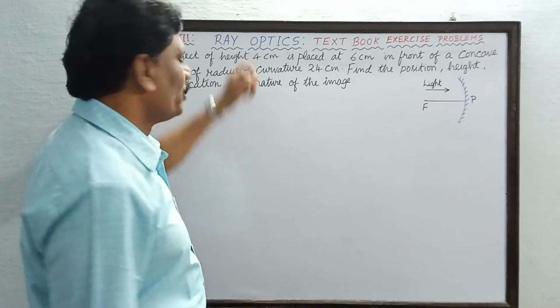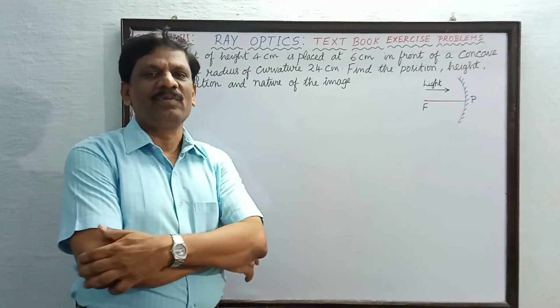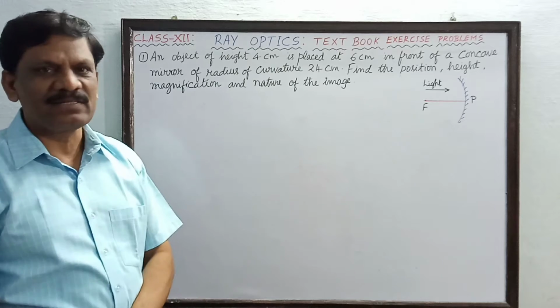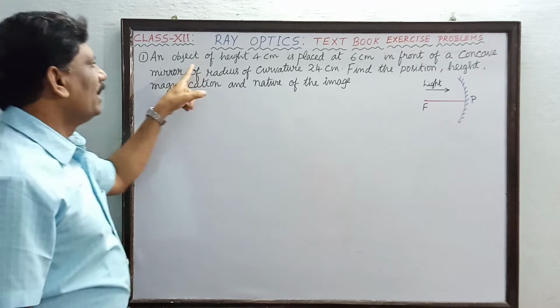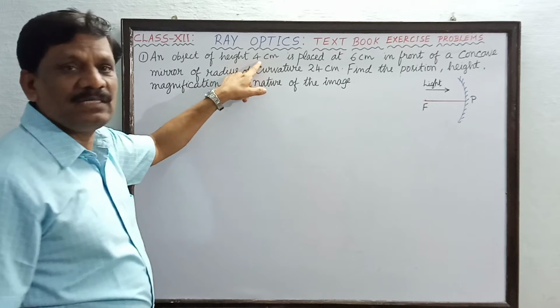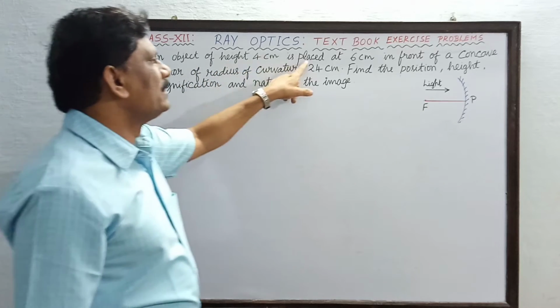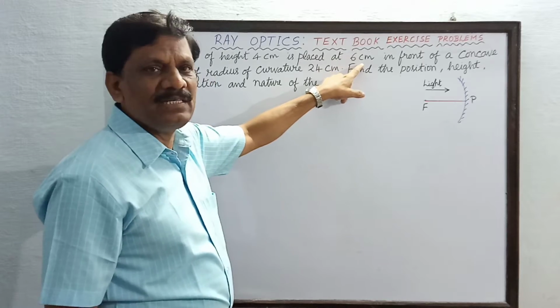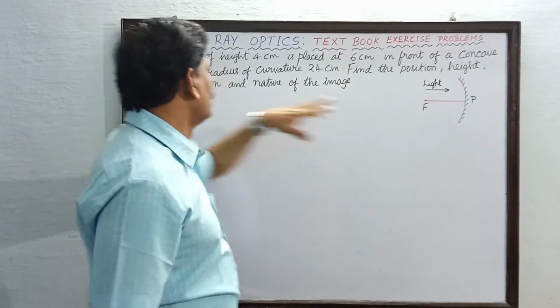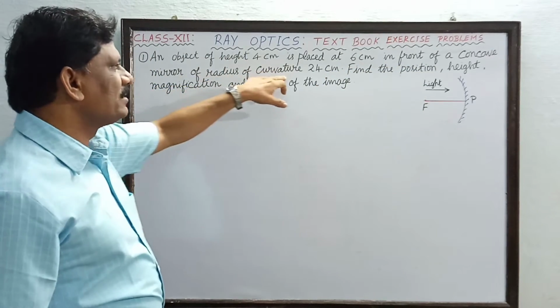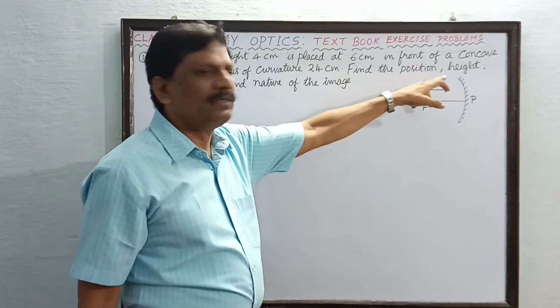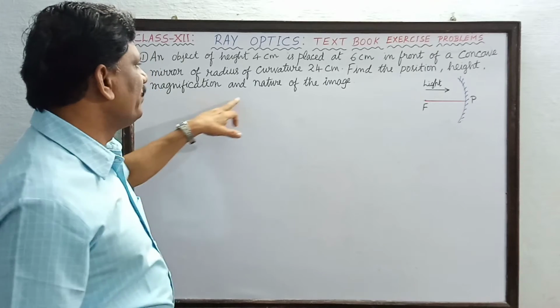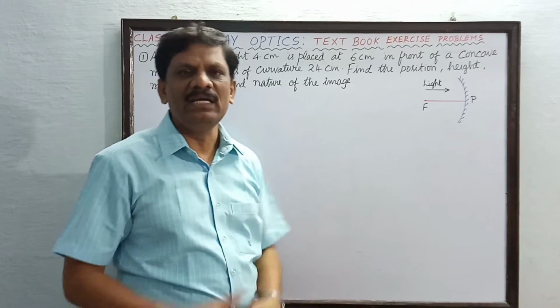Students, today we are going to solve the numerical problems in the chapter Ray Optics. Exercise problem number 1. An object of height 4 cm is placed at 6 cm in front of a concave mirror of radius of curvature 24 cm. Find the position, height, magnification and nature of the image.